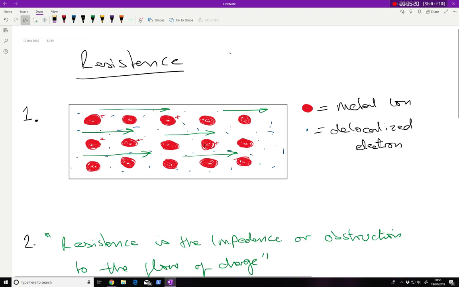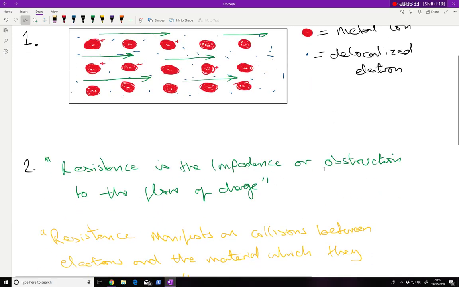And because energy is transferred from the electron to the metal ion, things slow down. So that's where the impedance, the obstruction, comes from. Okay, so resistance is the impedance or obstruction to the flow of charge.